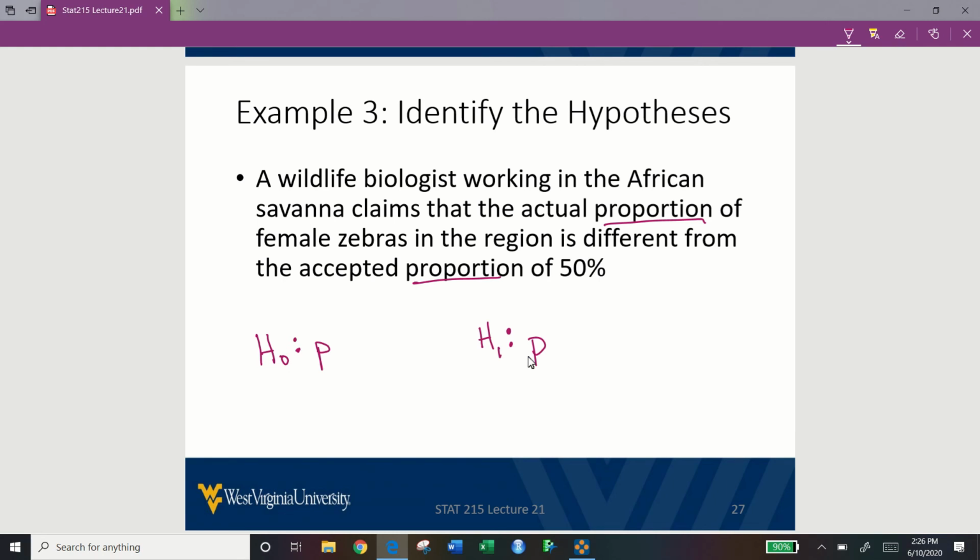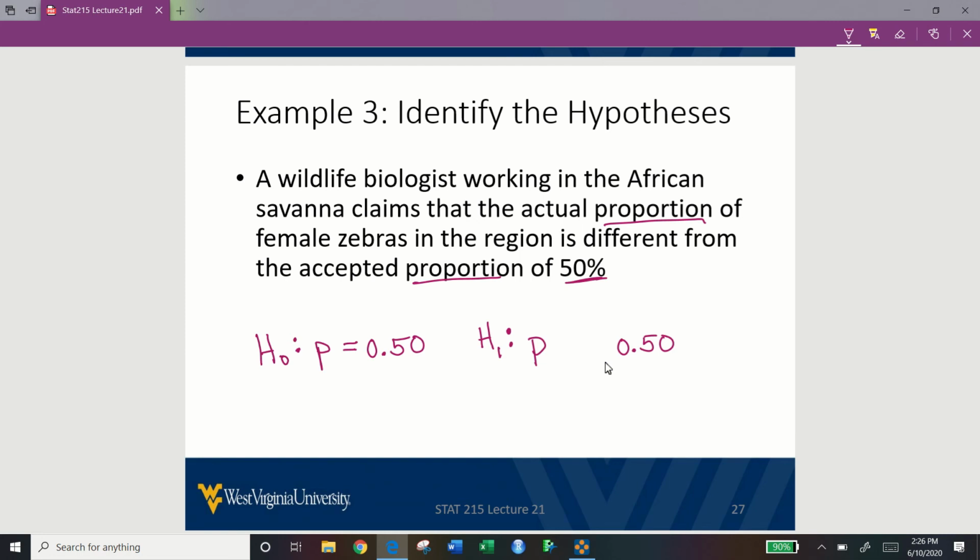Focusing on our null hypothesis, I know the sign is going to then be equal. Next, we must examine our hypothesized value. Well, it is pretty convenient that the only value given in the problem is that 50%. And as it is 50% in the null, it must be 50% in the alternative. Our last step is identifying what sign we need to use in the alternative hypothesis. Let's read the problem and see if we can figure it out.